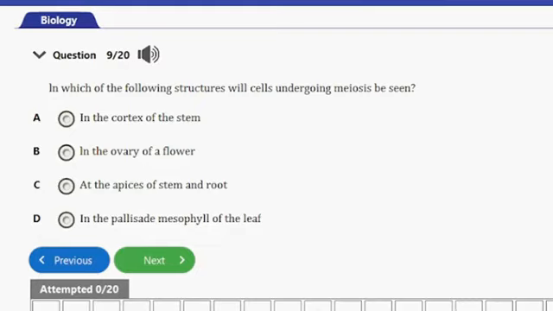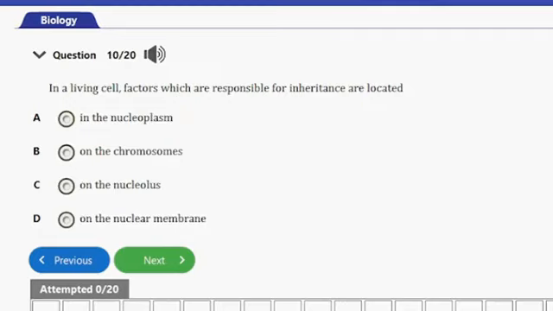So remember that meiosis will always occur in sex cells. So the ovary of a flower is a sex cell for the flower. And that's where meiosis will occur, in the flower. So with that said, let's consider the next question.